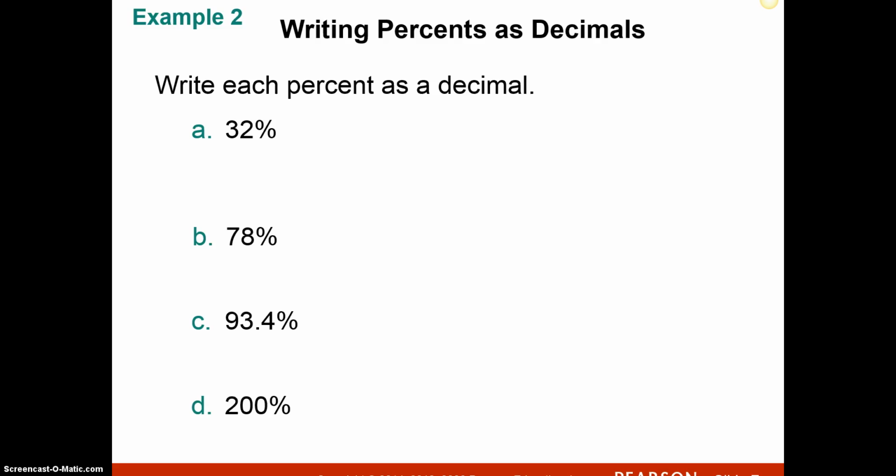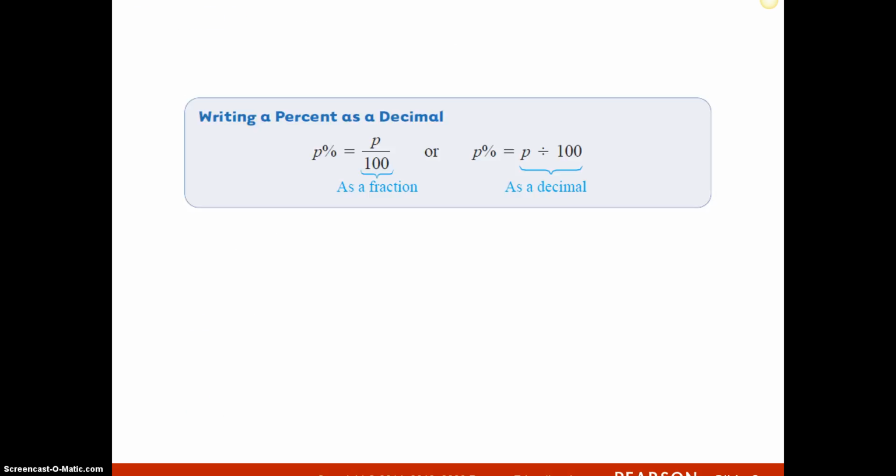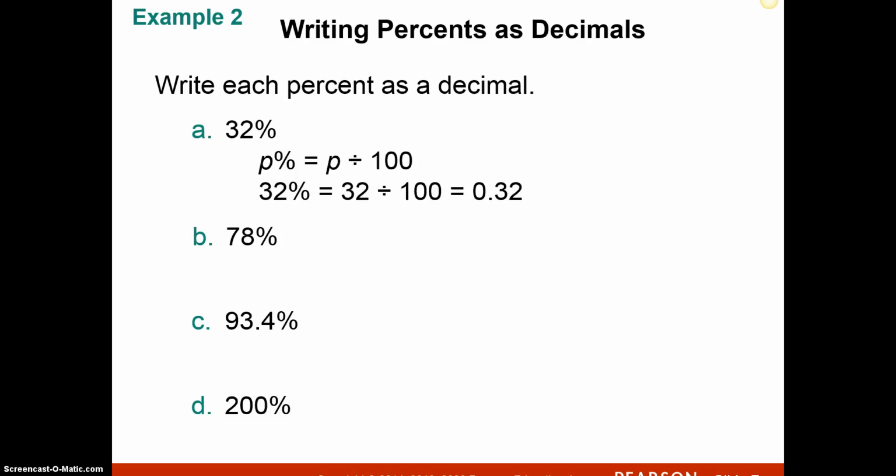So the first thing is we're looking at writing percents as decimals. If we look at A, we have 32%. If I want to write it as a decimal, well, just notice here it says, if you want to write it as a decimal, you just divide your percentage by 100. So we take 32, divide that by 100, and we get 0.32 or 32 hundredths. Same thing with the 78%. 78 divided by 100 equals 0.78 or 78 hundredths.